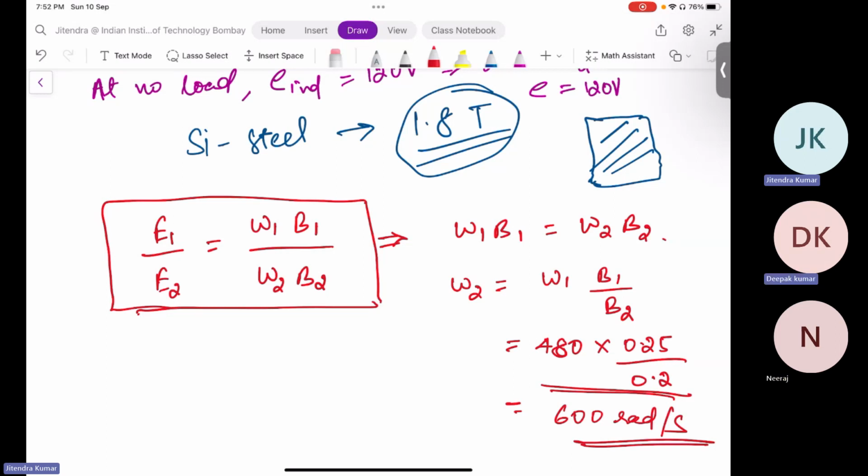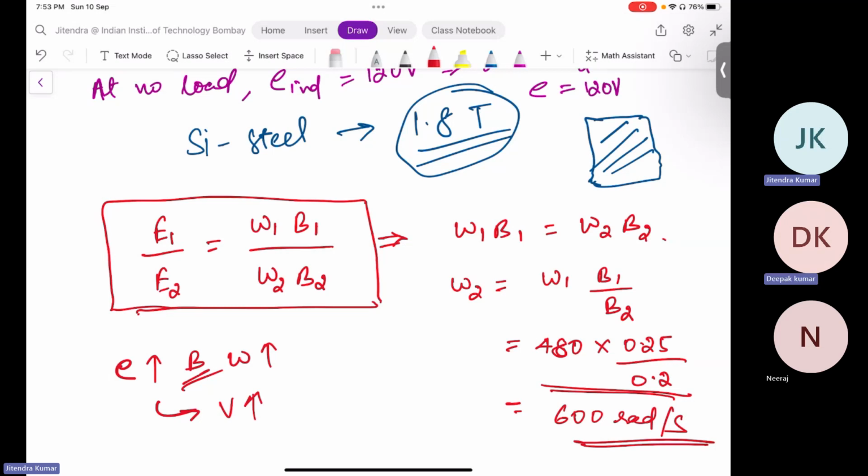Why? Because if the voltage is constant, this is a very heavy statement: if you have to increase the speed with constant voltage, then you have to reduce the flux density. Why am I saying this? If you kept flux density constant and increased the speed, your EMF will increase further, and it will lead to higher voltage. You will have to provide additional supply.